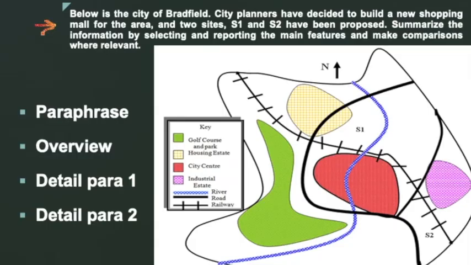Now let's take a look at a map-based question. The question is, below is the map of the city of Bradfield. City planners have decided to build a new shopping mall for the area. So this is the area and these are the two shopping sites which have been proposed by the planners, S1 and S2. Summarize the information by selecting and reporting the main features and make comparisons wherever relevant.